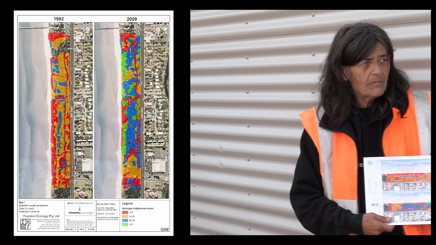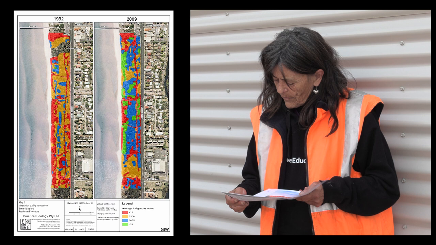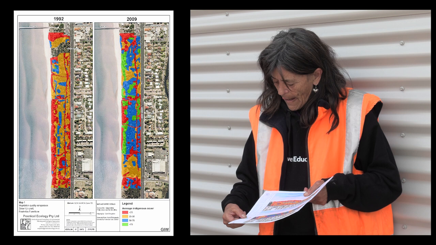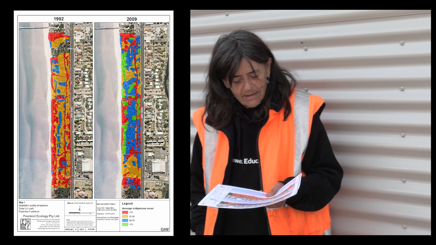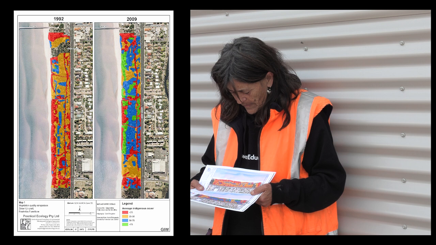Anyway, so the red is the lowest quality. Basically, it's poor. Here I've called it less than 25% indigenous cover. And the green's great, that's greater than 75%. And the blue's 50 to 75, and the yellow's 25 to 50. I should have known that without even needing my glasses. And you can see that over time, there's actually been improvement. Fantastic.